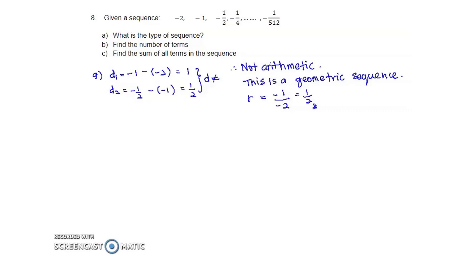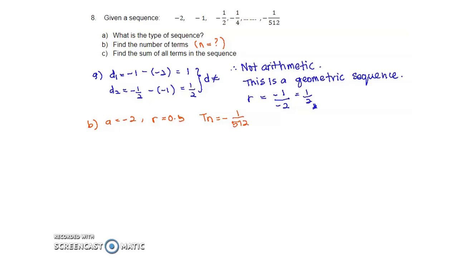Okay, part B, find the number of terms. Again, we want to find the value n. So we know that A equals negative 2, R equals half or 0.5, and Tn, the last term, is negative 1/512.